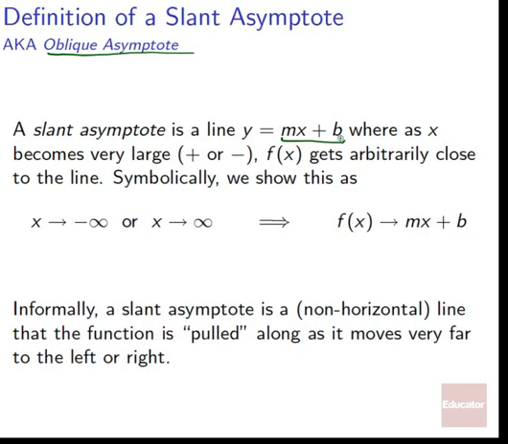plus b. Symbolically, we can show this as x approaches negative infinity, very large negative values, or x approaches positive infinity, very large positive values. F of x will go to mx plus b. F of x will approach just being the same as this line, mx plus b. Informally, a slant asymptote is a non-horizontal line that the function is pulled towards as it moves very far to the left or to the right. So we might start off at different heights, but as we get to farther and farther x, we wind up getting pulled along this line, getting pulled along this slant asymptote.